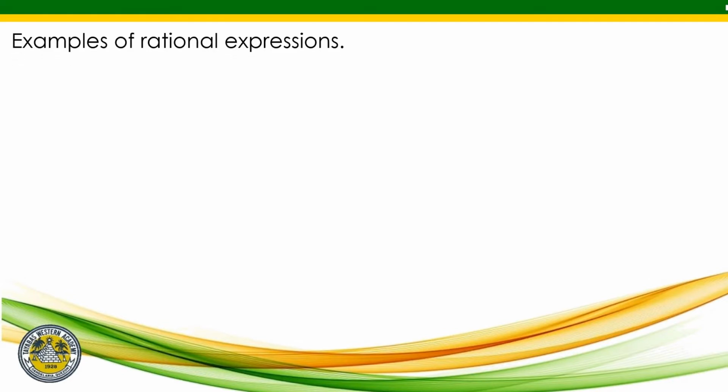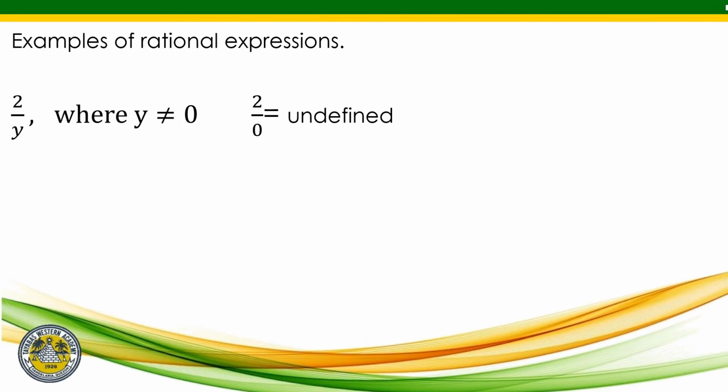So examples of rational algebraic expression. So ito ay makikita sa inyong libro, page 143, yung sa bandang taas. So, meron tayong 2 over y. So, ano ba yung sinasabi natin? It should not be equal to 0.